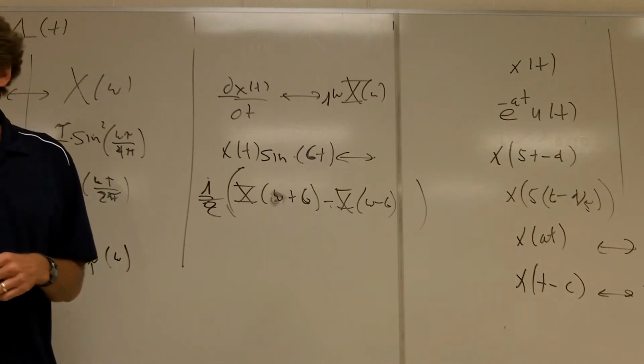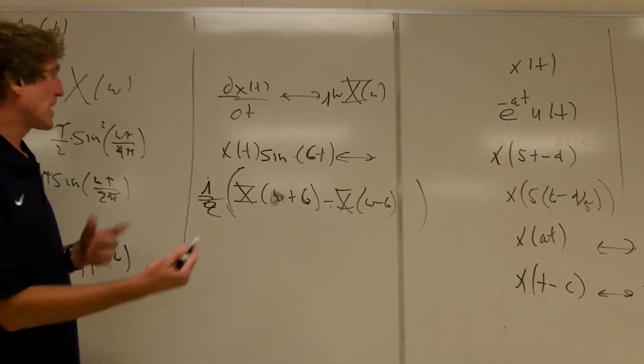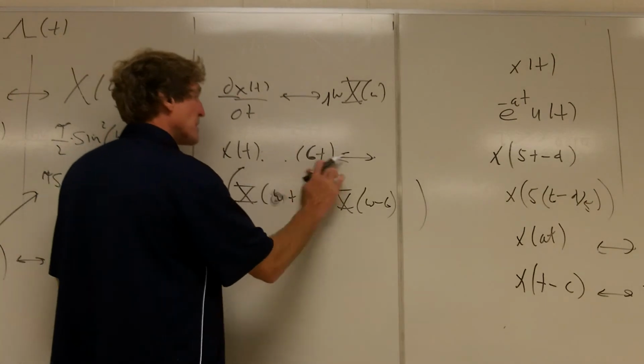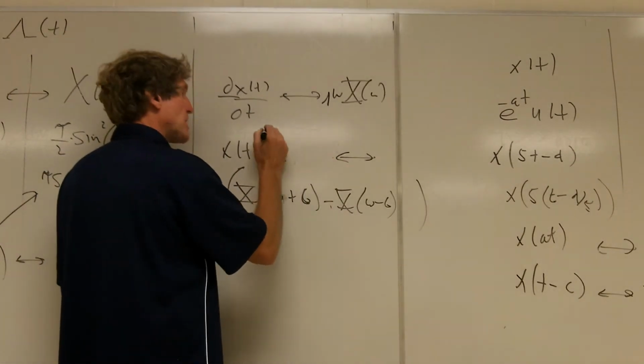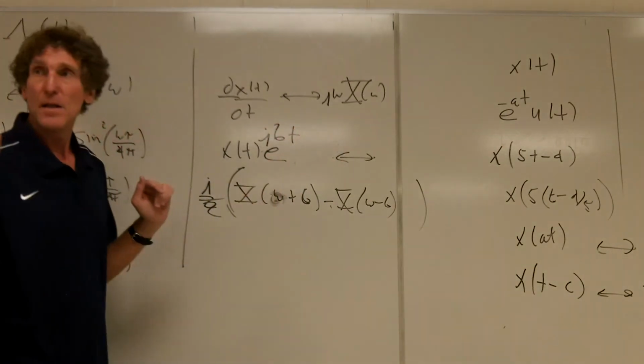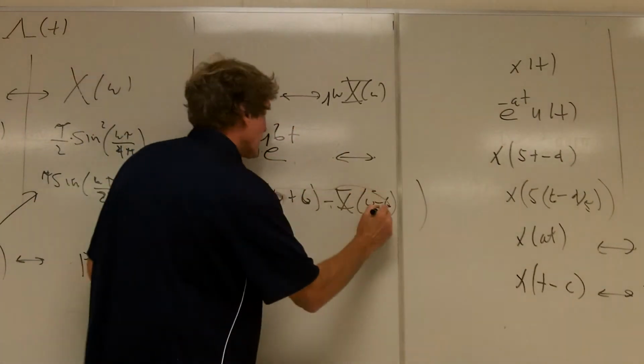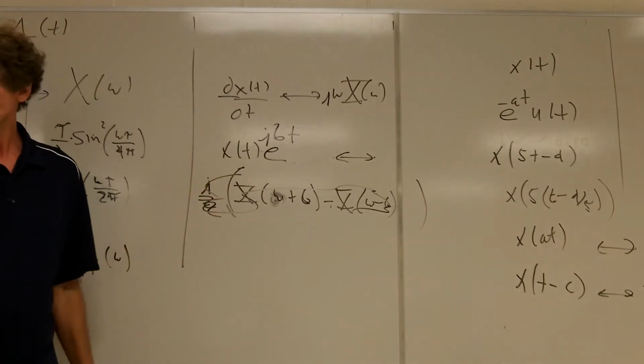Now, he knows this one, but if I just took x of t times e to the j 6t, now, ignore that. Where does that go to?